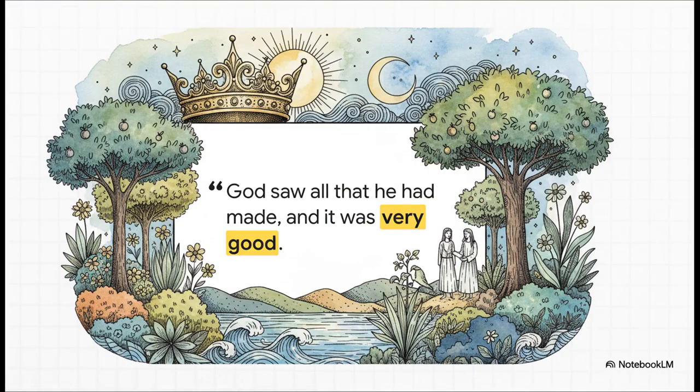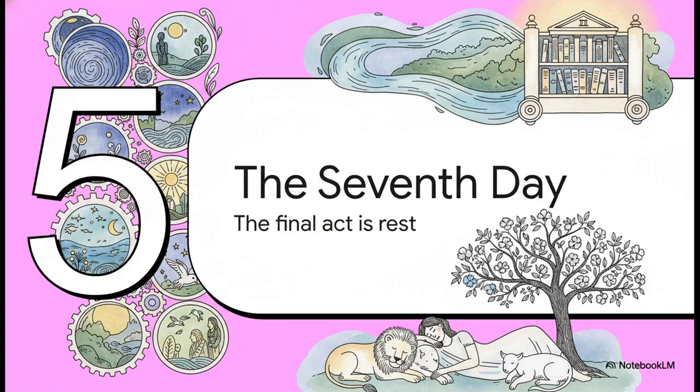And once that final piece is in place, that refrain we kept hearing, it was good, gets a major upgrade. It's not just good anymore. The whole completed creation, with humanity as the crowning achievement, is now declared very good. The project isn't just done, it's a total success. Okay, so after 6 days of all this forming and filling, the work is done. But the story's not quite over. There's a 7th day, the final piece that ties the whole narrative together. And the main action of this day is, well, nothing. The final act is rest.